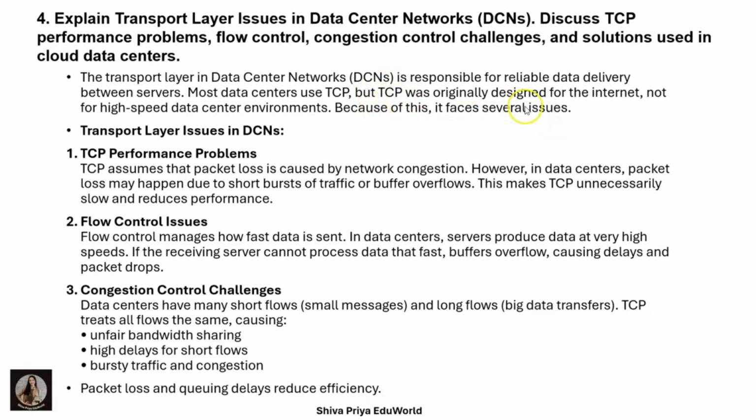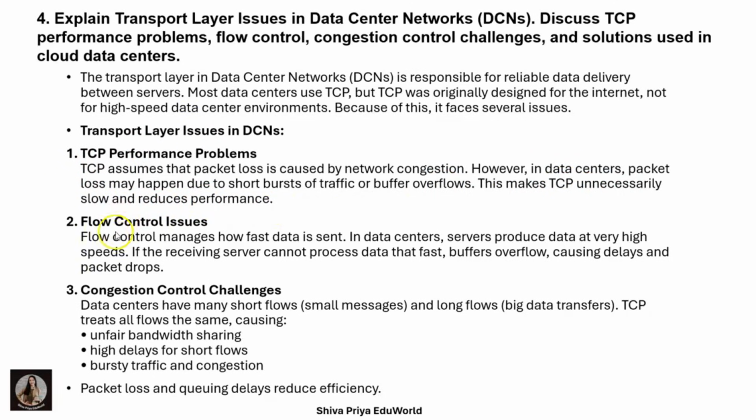Because of TCP, it will face several issues, since it is used here but was not designed for this. Transport layer issues: TCP performance problems. Here TCP assumes that packet loss is caused by network congestion. However, in data centers, packet loss may happen due to short bursts of traffic or buffer overflows. This makes TCP unnecessarily slow and reduces performance. These are the TCP performance problems.